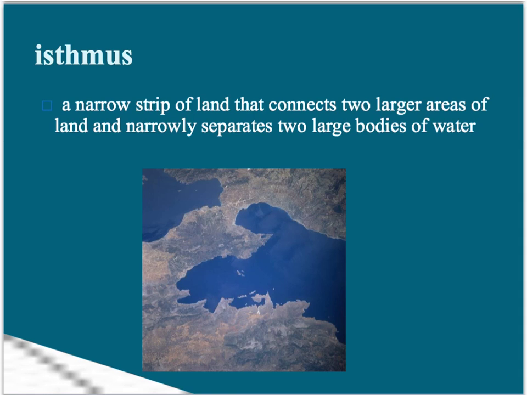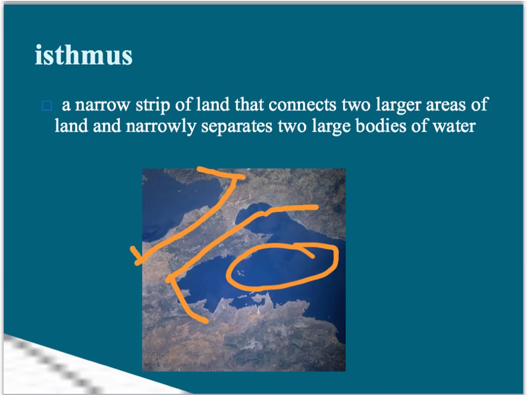Isthmus, which is kind of fun to say, so you can say it to yourself. Isthmus, you have to have a bit of a lisp when you say it, is a narrow strip of land that connects 2 larger areas of land and narrowly separates 2 large bodies of water. So if you think about the Corinthian isthmus, for instance, is a famous isthmus in Greece. If you know the book Corinthians, it's written to the town of Corinth. So it's a strip of land here, and then it connects these two larger bodies of land, and then you have the water on the outside on either side. That's called an isthmus.